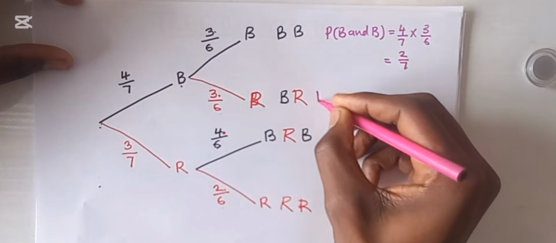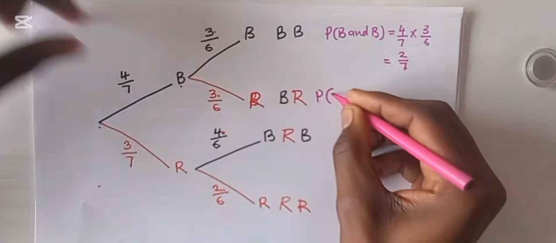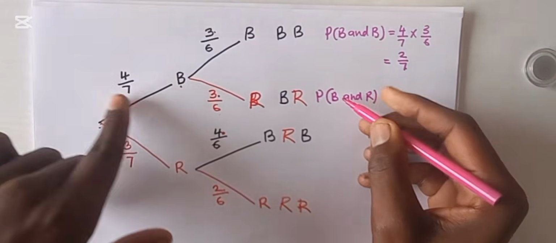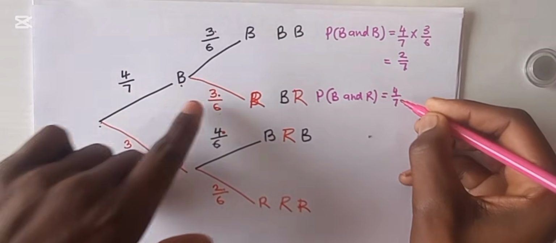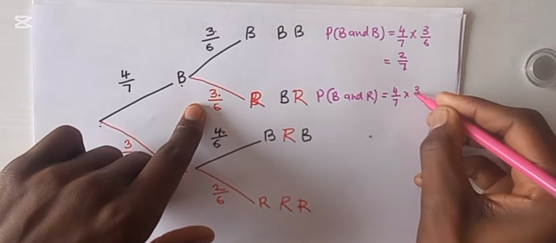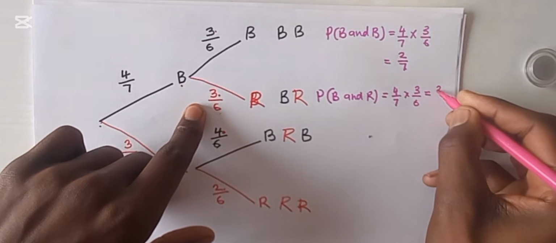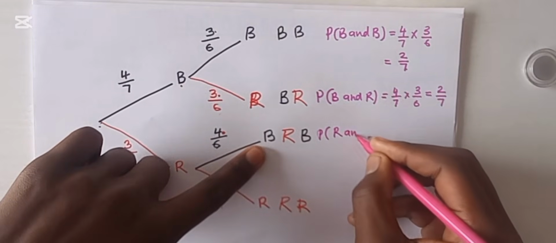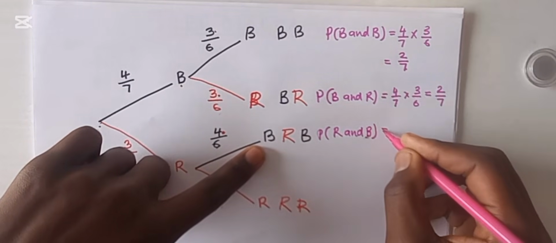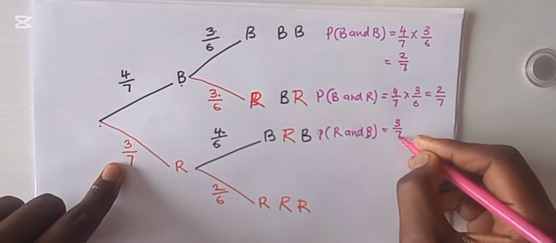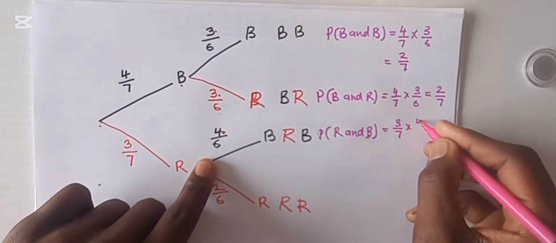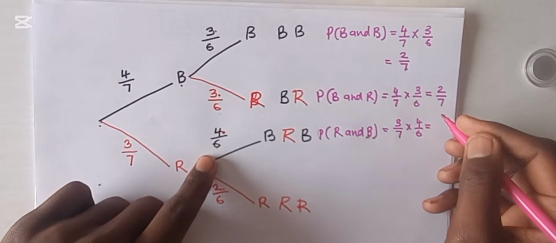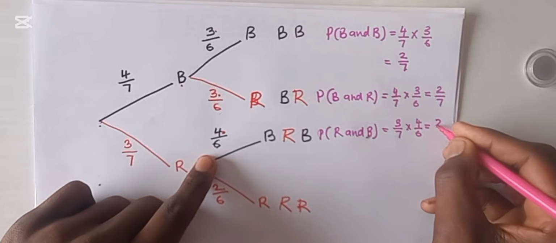And then we want to know the probability of black and red. For black, it is 4 over 7, and for the red, multiplied by 3 over 6. It's going to be still the same thing, 2 over 7. And now we want to know the probability of red and black. This one is going to be different. It's going to be 3 over 7 multiplied by 4 over 6. And for this one, again, it's still the same thing: we're going to get 2 over 7.